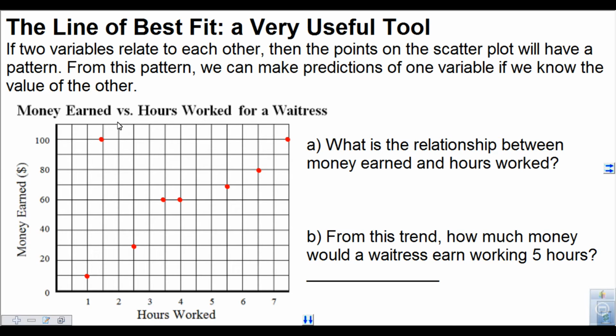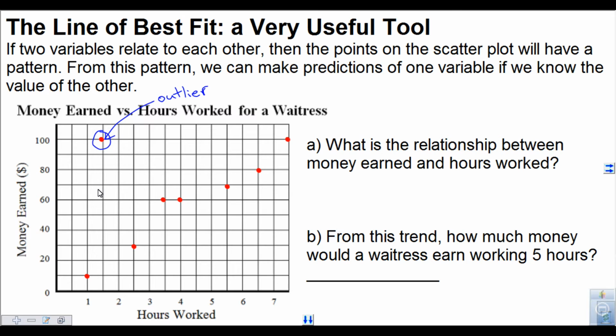So here's some made-up data about money earned versus hours worked for a waitress. Here are some hours worked, and here's money earned. Normally, of course, the more you work, the more you earn. But here's the pattern of the dots. Now you notice here that we've got this one dot that's seemingly out of place. It doesn't really quite fit with the rest of the dots. We call that dot an outlier, and that is a point that doesn't follow the pattern.